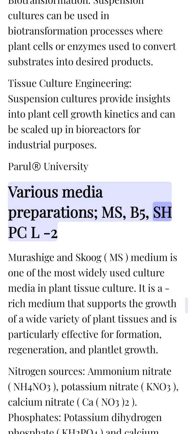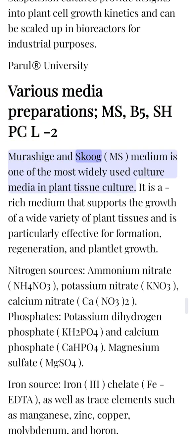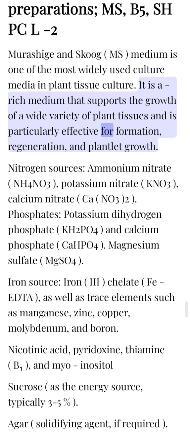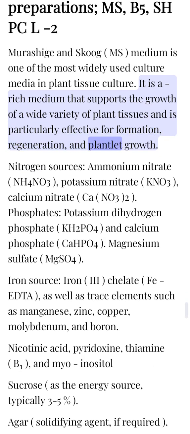MS, B5, SH, PC, L-2. Murashige and Skoog, MS medium, is one of the most widely used culture media in plant tissue culture. It is a rich medium that supports the growth of a wide variety of plant tissues and is particularly effective for callus formation, regeneration, and plantlet growth.